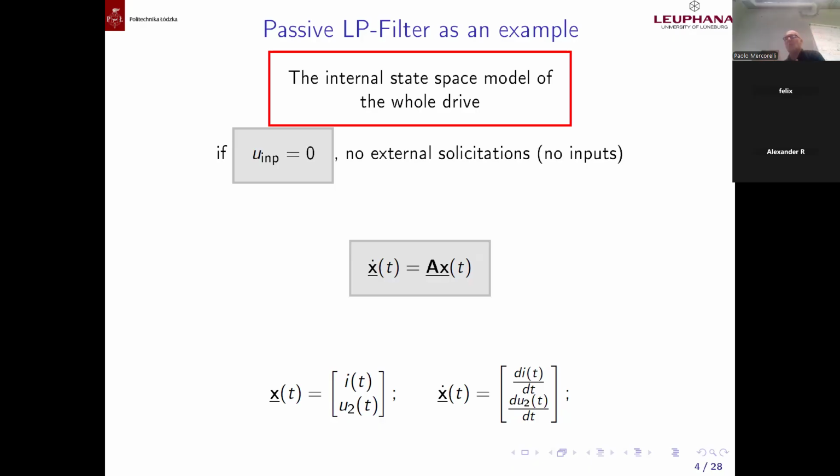You remember, no external solicitations, no inputs. No inputs is not so... It's colloquially correct, but it means input equals 0. Please pay attention. Colloquially, we can say no inputs, but it's not exactly correct. It means inputs equal 0.